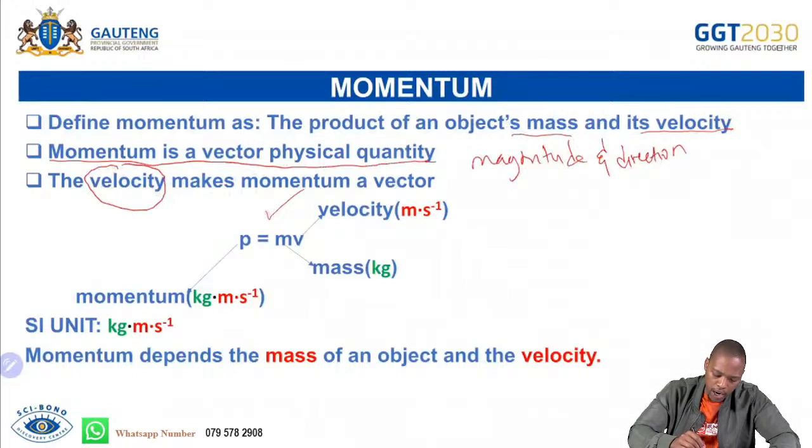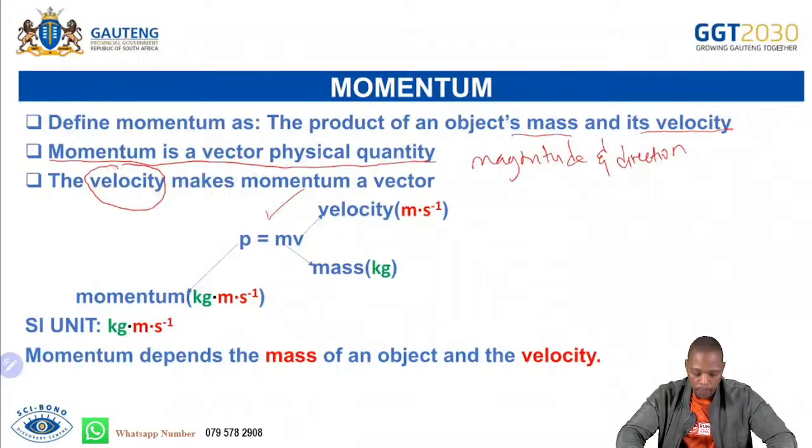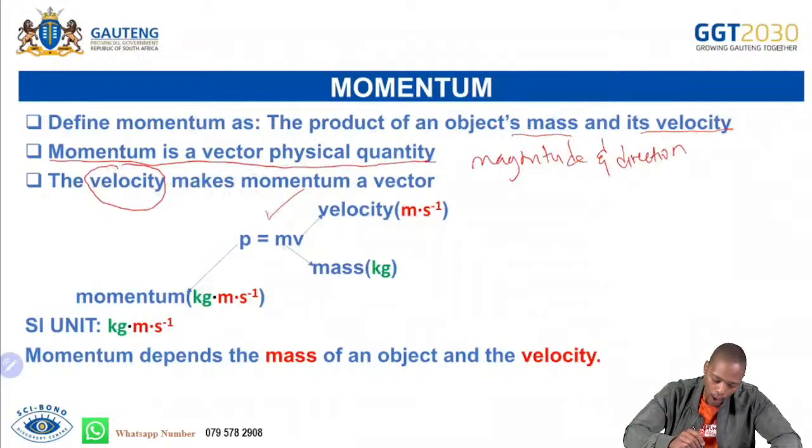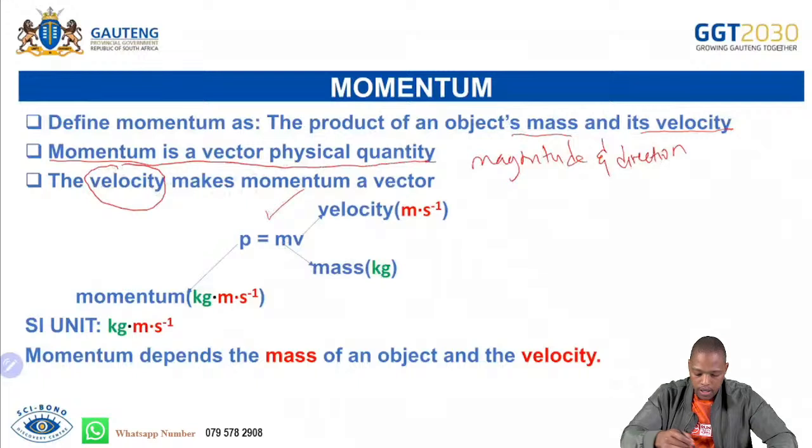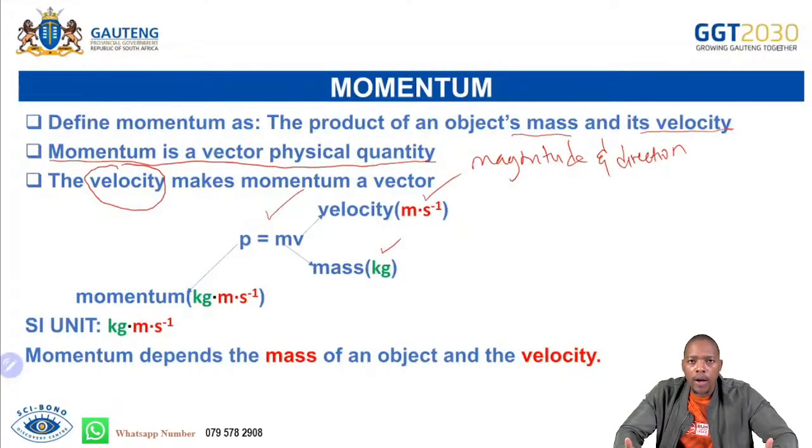So it is given by P = mv, where m stands for the what? For the mass of the object, the product of an object's mass and its velocity, and v represents the what? The velocity. The mass in SI units is measured in kilogram, while the velocity is measured in meters per second, right? So then what is the SI unit of momentum?